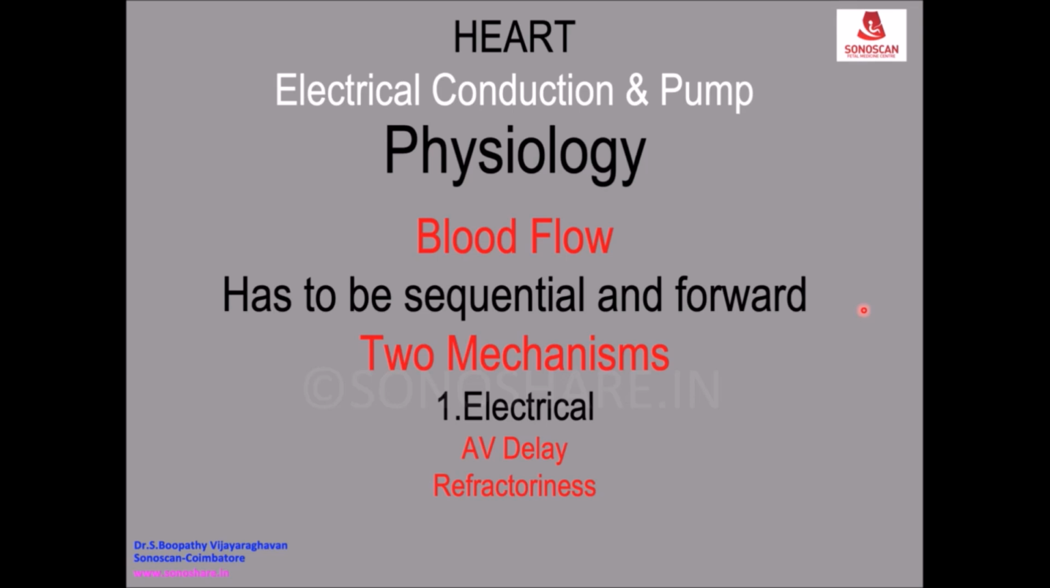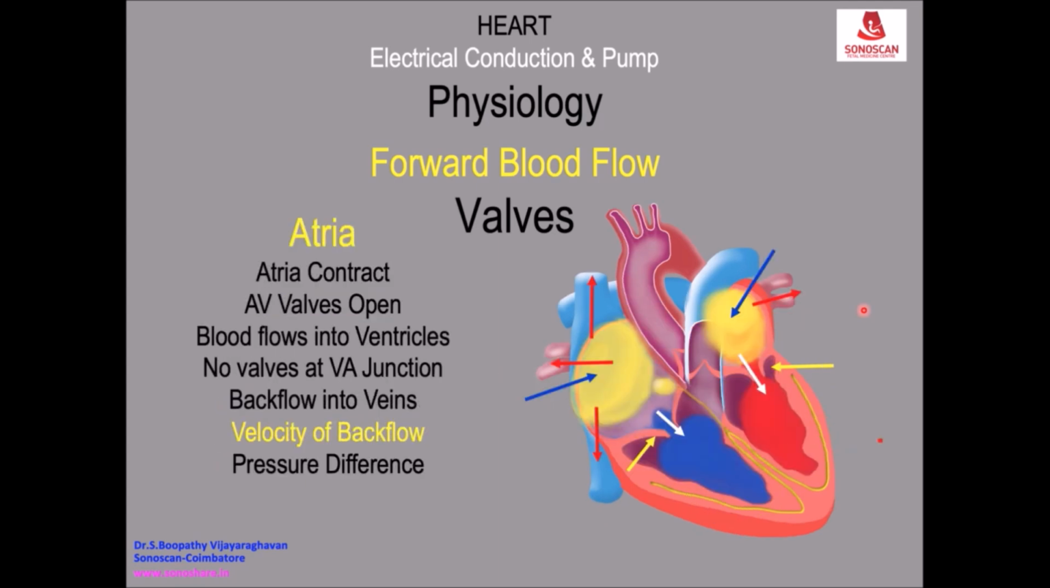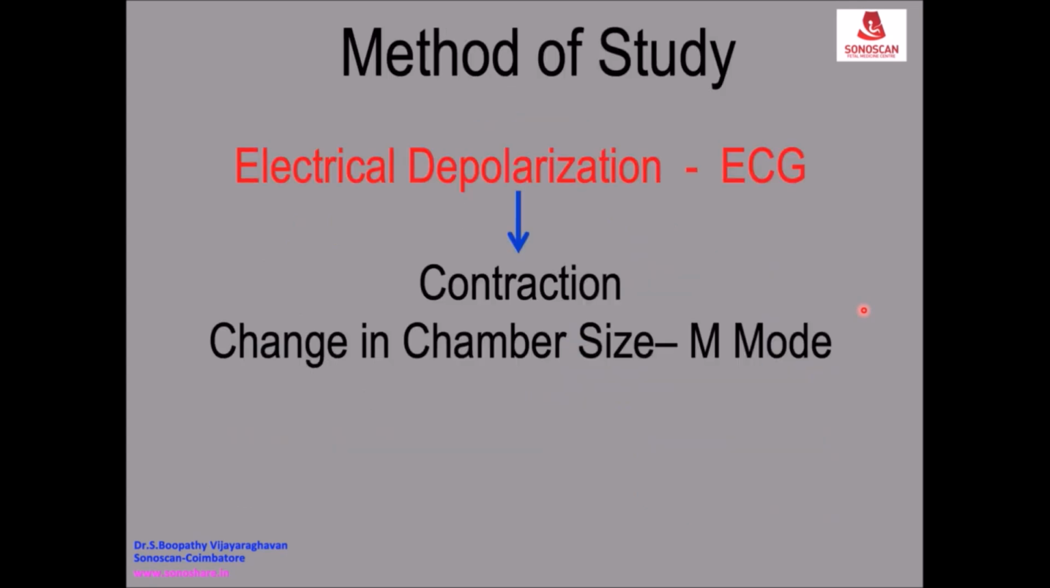by the electrical impulse. Next, the semilunar valves open by the push. So blood from the ventricles flows into the great arteries, but there is no backflow into the lungs from the veins, systemic veins to the right atrium. And the compliance of the ventricles, how stiff the ventricle is, and the contraction of the chamber result in change in the chamber size. That is studied by the M mode.